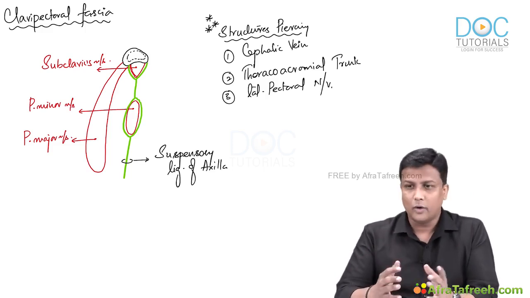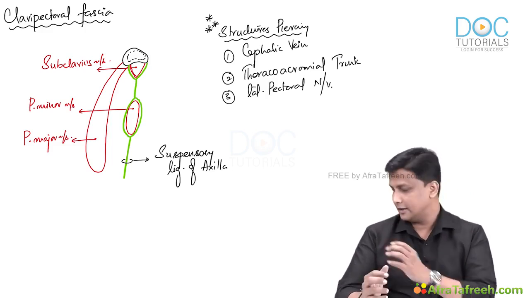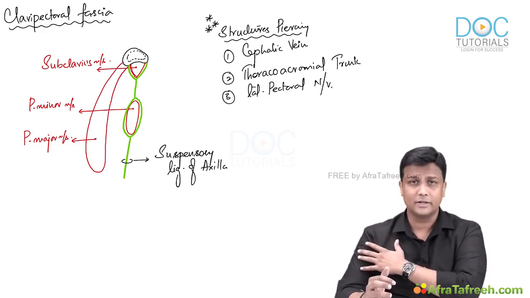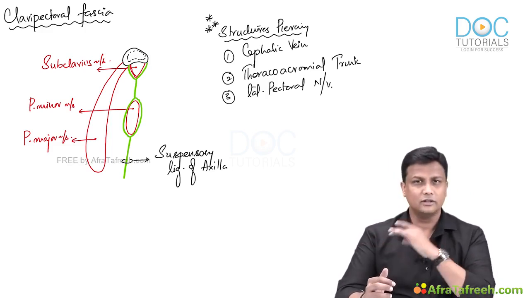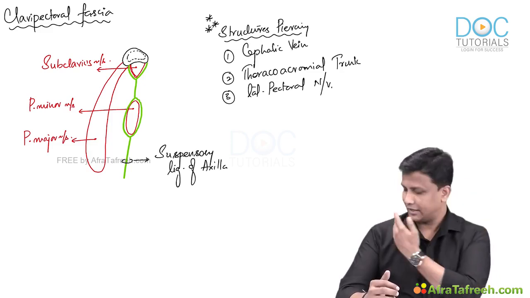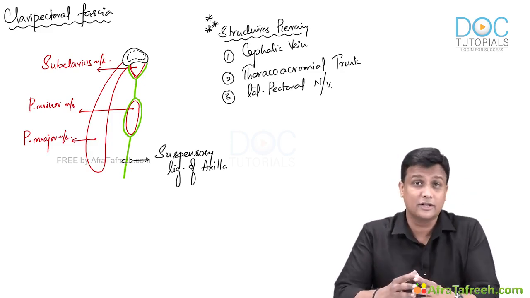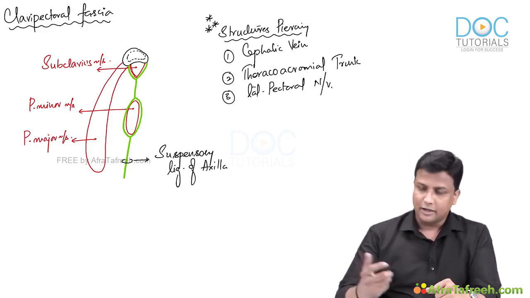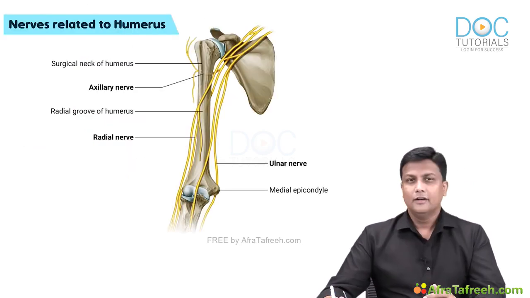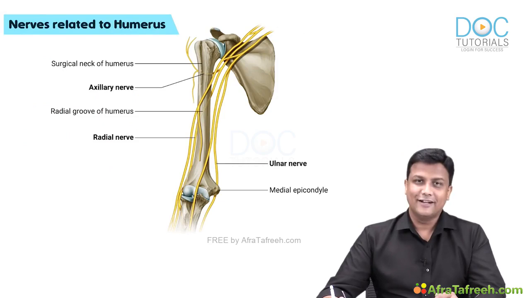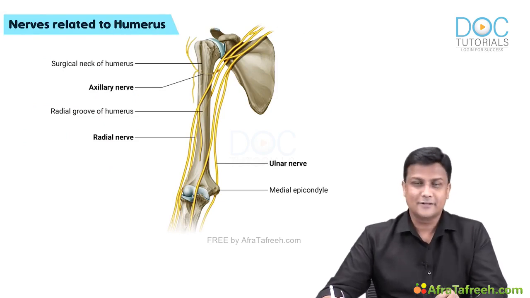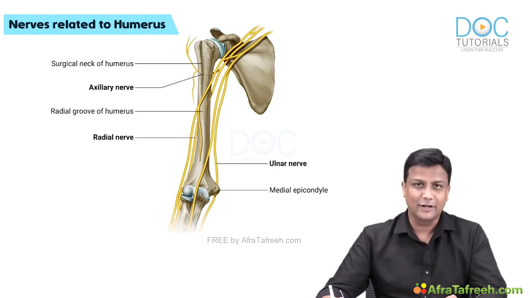So, according to my planning, what I am trying to do here is, in the pectoral region, after knowing about all the muscles, I have told you about the transverse section in which we studied about axilla, and the sagittal section in which we have actually studied about the clavipectoral fascia. After this, let's move towards the next topic here. The next topic that we are going to discuss here, guys, is the nerves related to humerus. Extremely important topic for your exams.